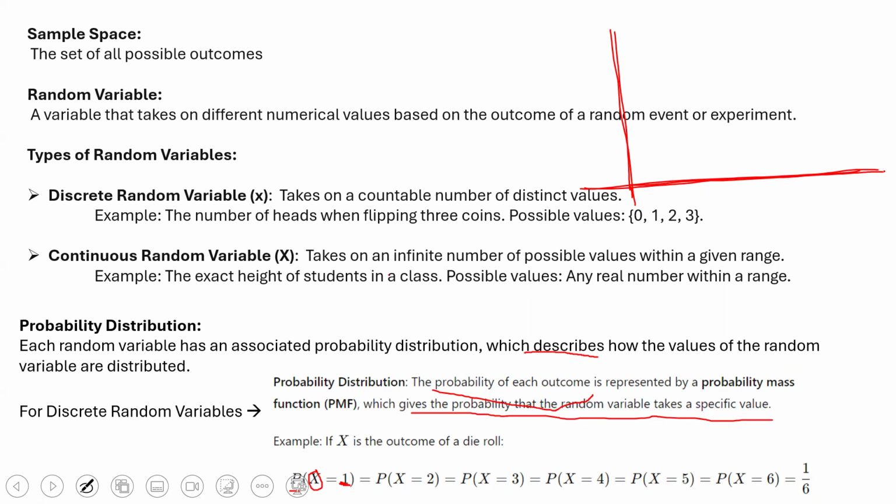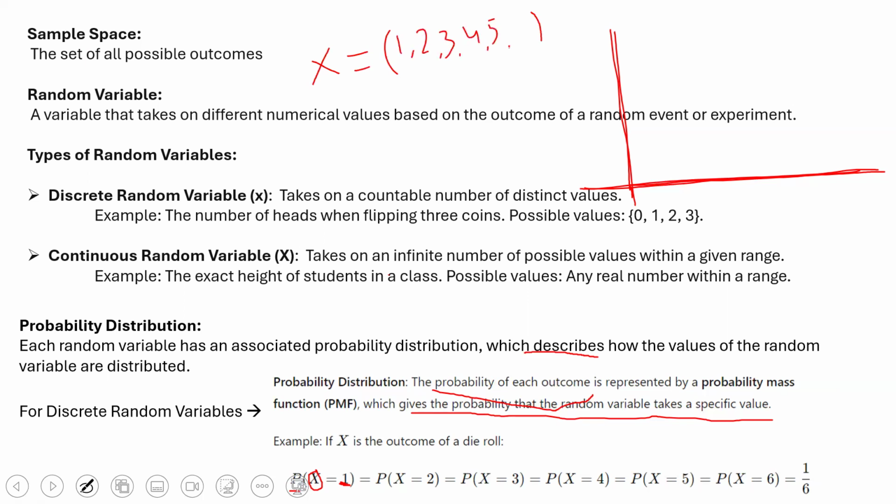So the random variable can take any of these values 1, 2, 3, 4, 5, 6, because a random variable takes different numerical values based on the outcome of a random experiment. The reason being it takes different numerical values based on the outcome. The outcomes are the sample space of an experiment, right? All possible outcomes is the sample space. So these are all interrelated. So X takes any value from the sample space, in this case 1, 2, 3, 4, 5, 6.